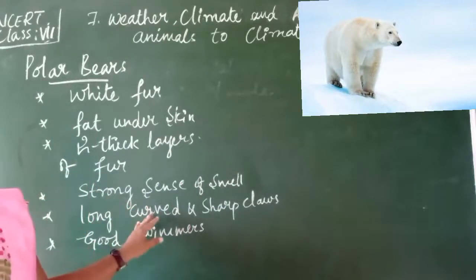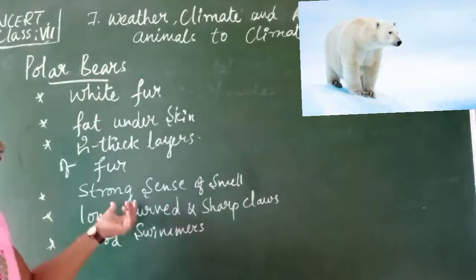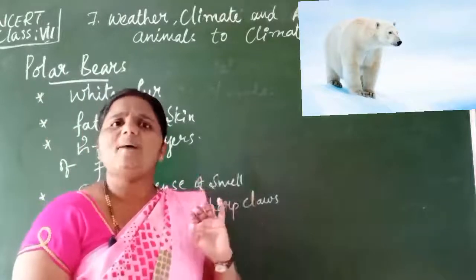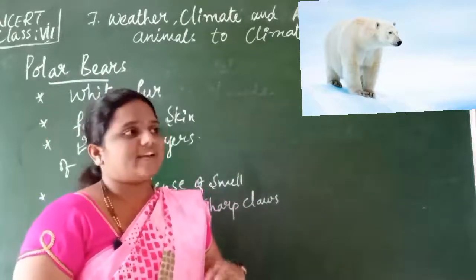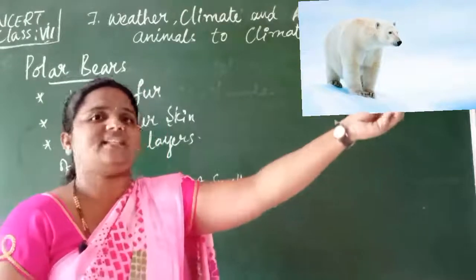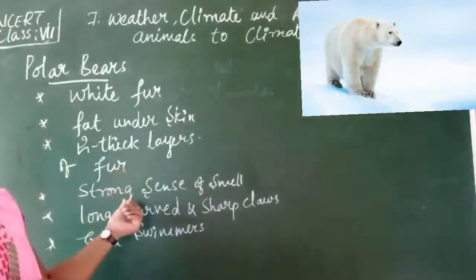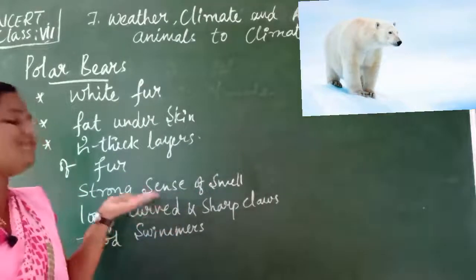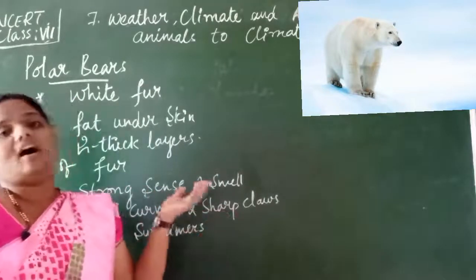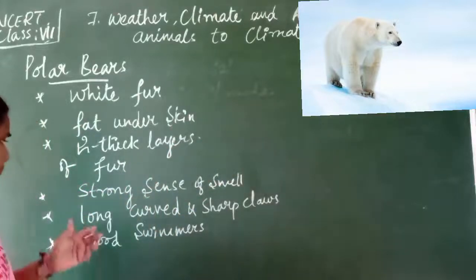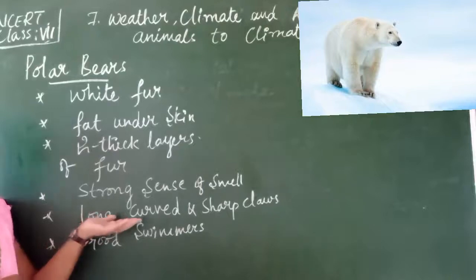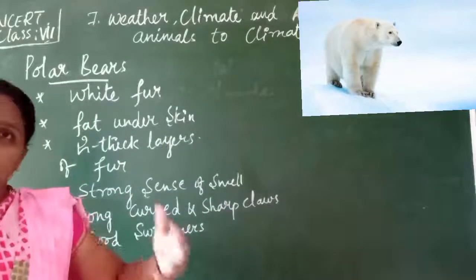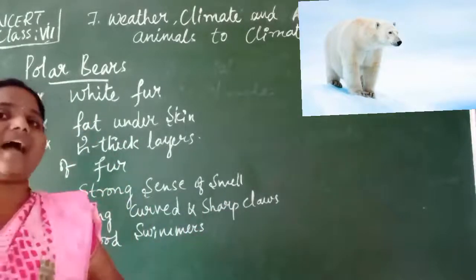And moreover children, this is such a great animal, it has a strong sense of smell, means it can identify things easily at a very long distance also, isn't it? For example, if fish is there at a very far place, this polar bear can identify it easily with one smell, isn't it? This will help it to identify where food will be present. And moreover children, it has long, curved and sharp claws, means these are helpful in walking and also in performing other activities, children.